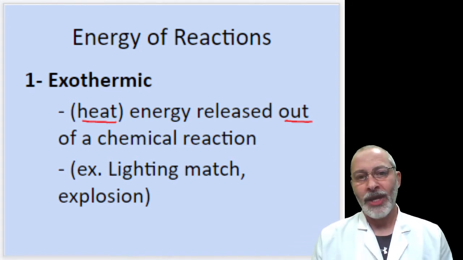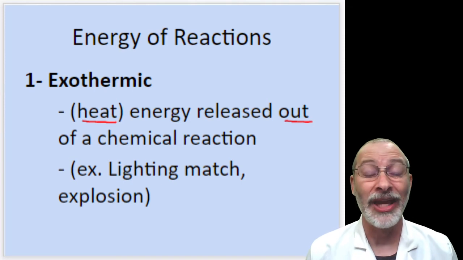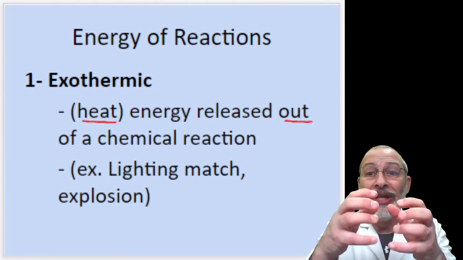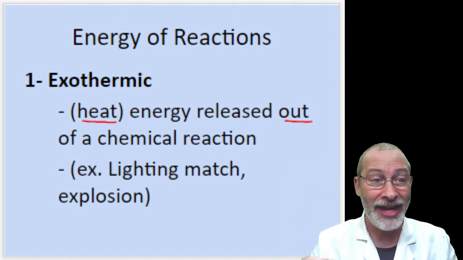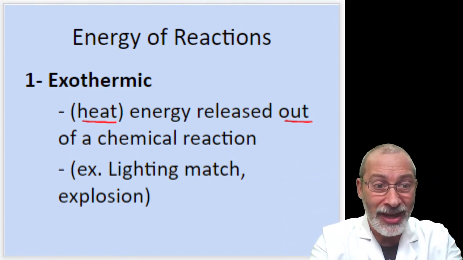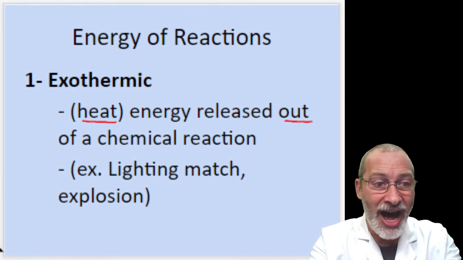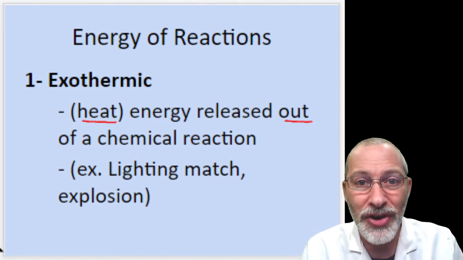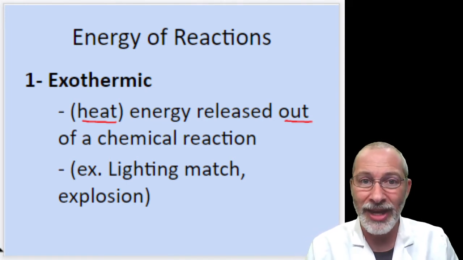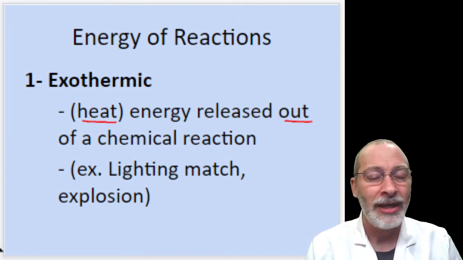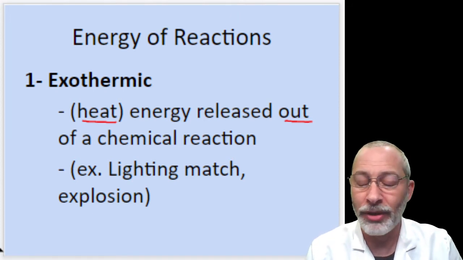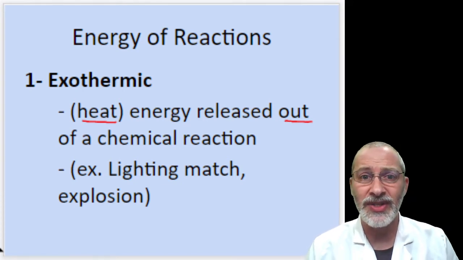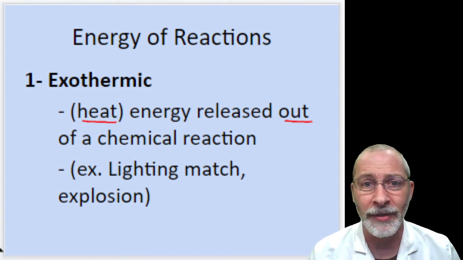But here's the deal. Lighting a match or an explosion, as you can probably imagine, releases heat energy. It gets hotter. If something gets hotter, chances are it is an exothermic reaction. Again, exothermic is not to be confused with the types of chemical reactions that we've discussed in the past: the synthesis, decomposition, single and double replacement.